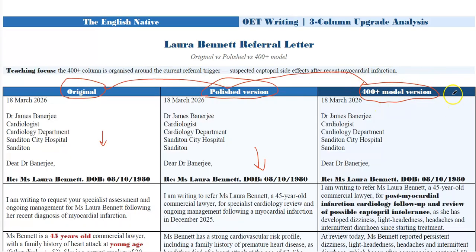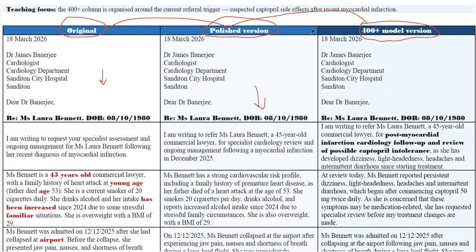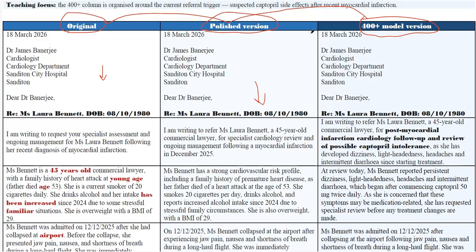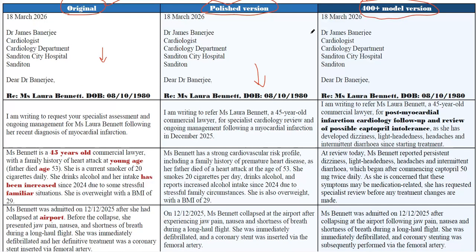Now, the reason I'm doing this 3-column upgrade analysis is because although most of you are okay with a 350 grade B pass, some of my students need 400 plus. And they don't know what 400 plus looks like. So in this series of videos, beginning from this current one, every letter is going to have this 3-column format. So I'm not just going to do the usual, original corrected version, because that's okay.